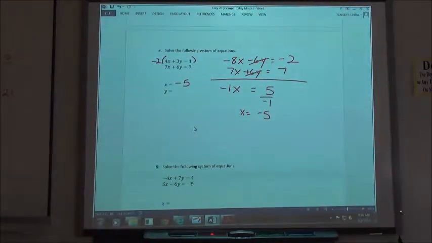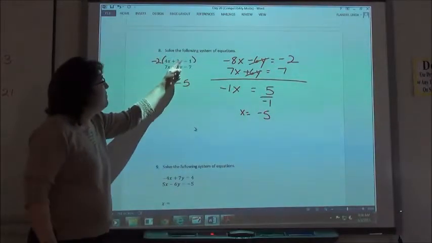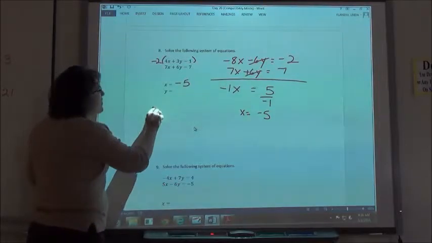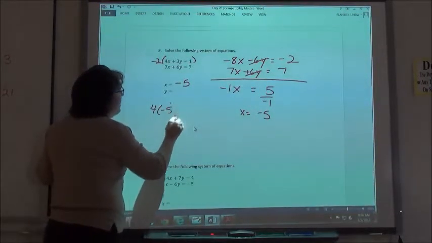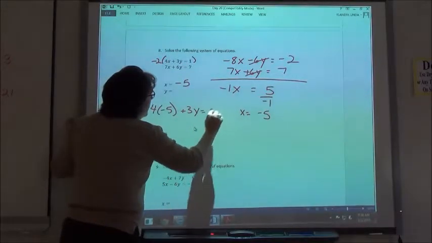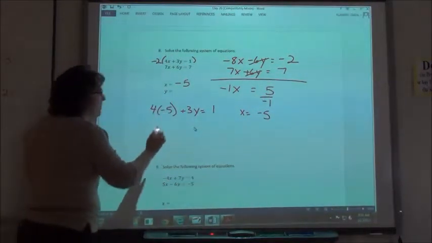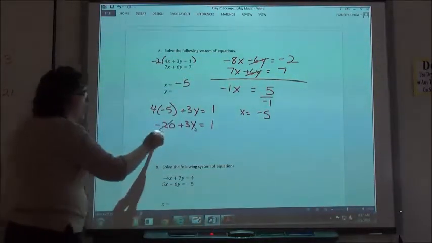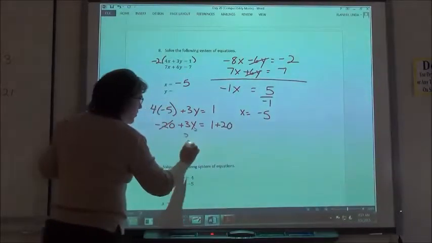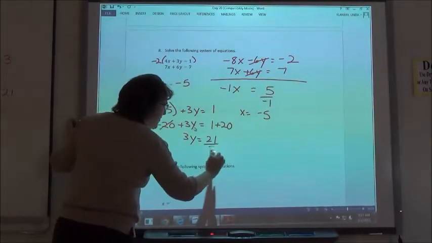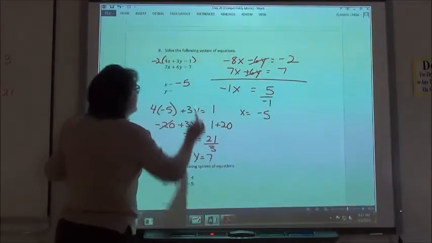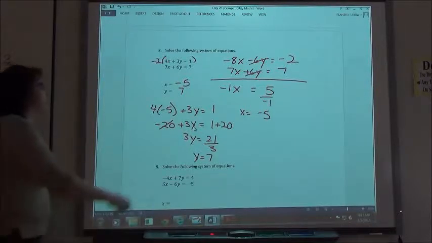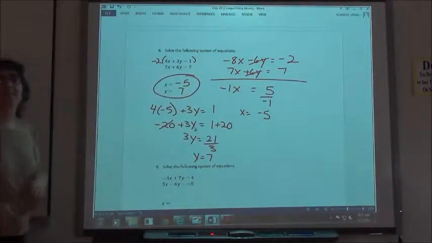Then we still have to go back and find our y. We would put the negative 5 in for the x value on our top equation. So 4 times the x value of -5 plus 3y equals 1. 4 times -5 is -20 plus 3y equals 1. Adding my 20, 3y would have equaled 21, and dividing by 3, y equals 7. So you'll want to fix number 8 there because the answers there should have been -5 and +7.